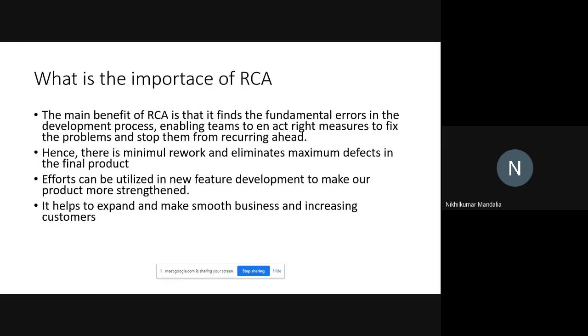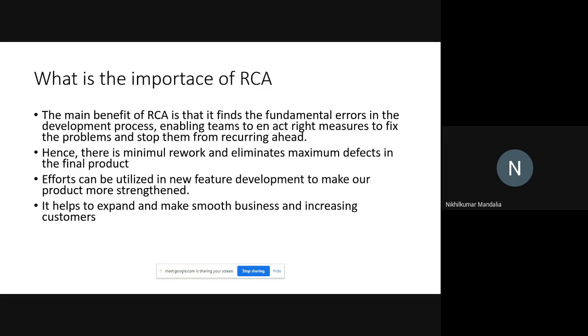Okay, so when we are working with the RCA, there are some specific principles. As we discussed, our major goal is not only to sort out the issue, but also to take the appropriate preemptive actions, so this issue will never happen, or has a very minimal chance to happen. So those are the things we need to take care of.